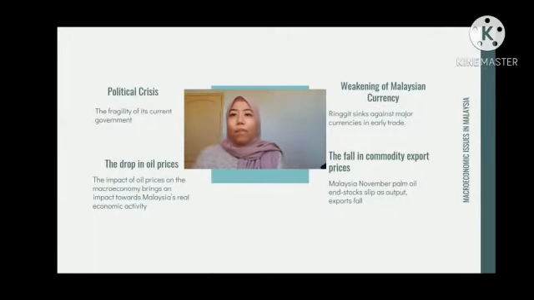The drop in oil prices. The impact of oil prices on the macroeconomy brings an impact towards Malaysia's real economic activity. The impact of oil prices on the macroeconomy has long been a topic of interest to economic researchers. We analyze the impact of oil prices on Malaysia's real economic activity, inflation, fiscal sector, and financial variables such as stock prices and the currency market.